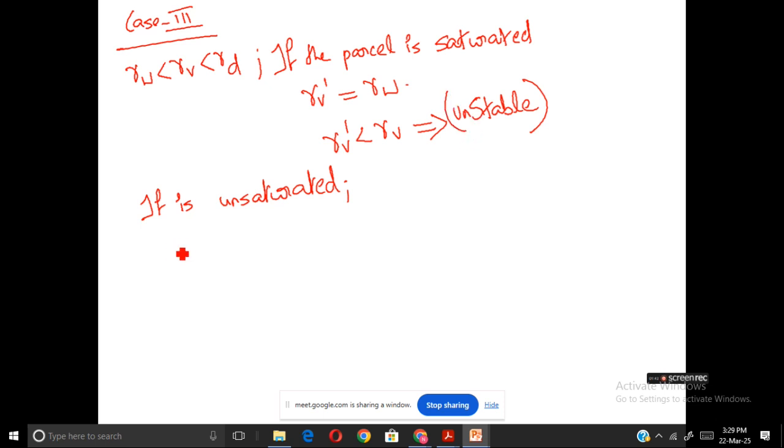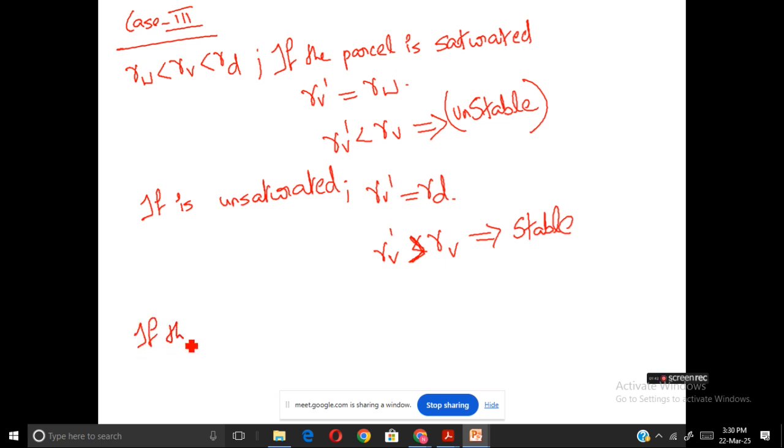Unstable. Now, if the parcel is unsaturated, it means gamma V prime is equal to gamma D. So gamma V is less than gamma V prime, or gamma V prime is greater than gamma V, which is basically stable. So the parcel may either be stable or unstable based on if it is saturated or unsaturated.